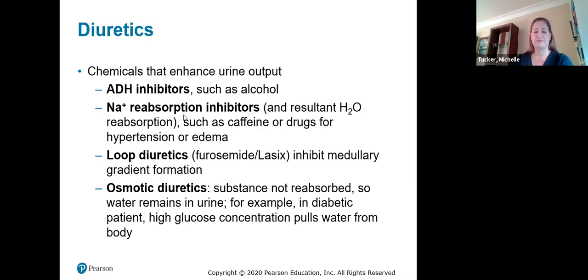Caffeine is going to affect sodium reabsorption, and as a result, water reabsorption. It also results in dehydration. The dehydration effects of alcohol and caffeine are what lead to headaches and hangovers. Loop diuretics inhibit medullary gradient formation. They are going to affect salt and forming the gradient, and then other diuretics.